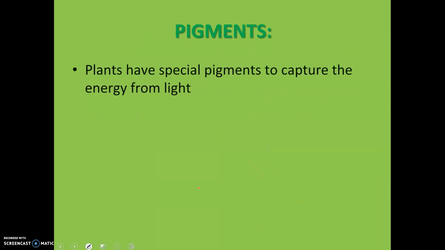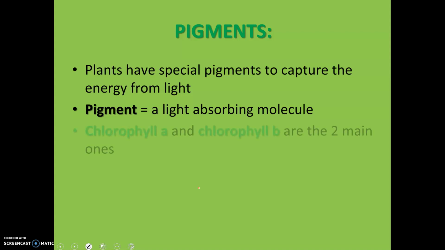So what do plants use to make their food? Well, they have these special pigments. Those pigments are found in the chloroplast. Pigments are light-absorbing molecules, and there happen to be several of them, but the one that's most important is chlorophyll. And there's actually two chlorophylls, chlorophyll A and chlorophyll B.